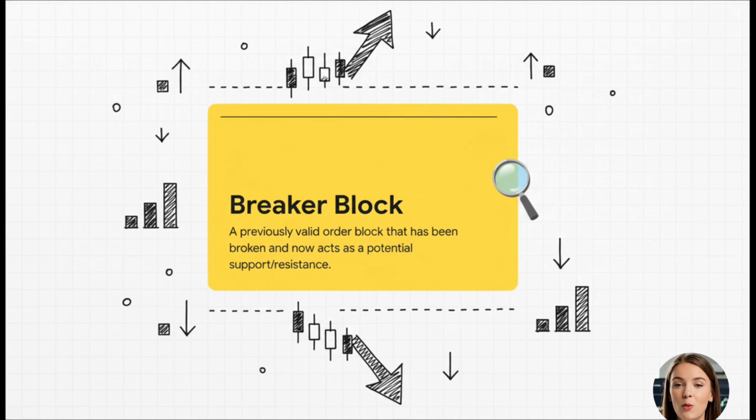When this happens, that zone often does a complete 180 and flips its role. What was supposed to be a bullish order block, a floor, now becomes new resistance, a new ceiling, and a bearish one that fails becomes new support.